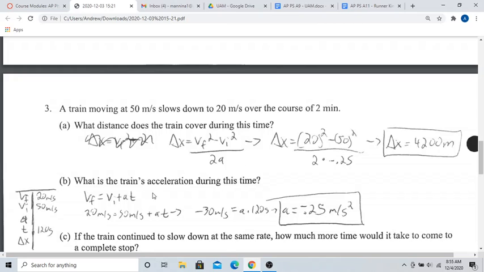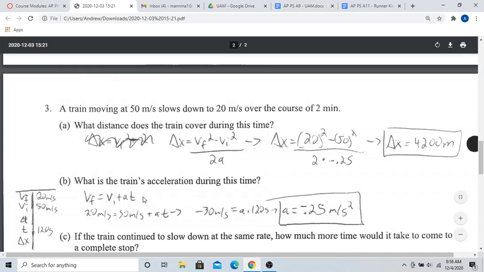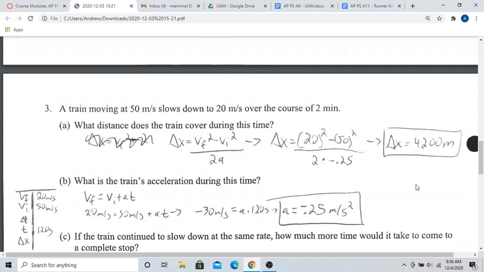Next, it says, what is the train's acceleration during this time? Well, again, I already have 3 pieces of information, so I can solve for everything else. So I'm looking for the formula that has VF, VI, A, and T in it. Boom. That's going to be the first formula. I go through, solve for acceleration, and I get that it's actually going to be negative. It's negative 0.25 meters per second squared. All right. And that makes sense. It should be negative because we're adding negative velocity every second, which is why it's slowing down.